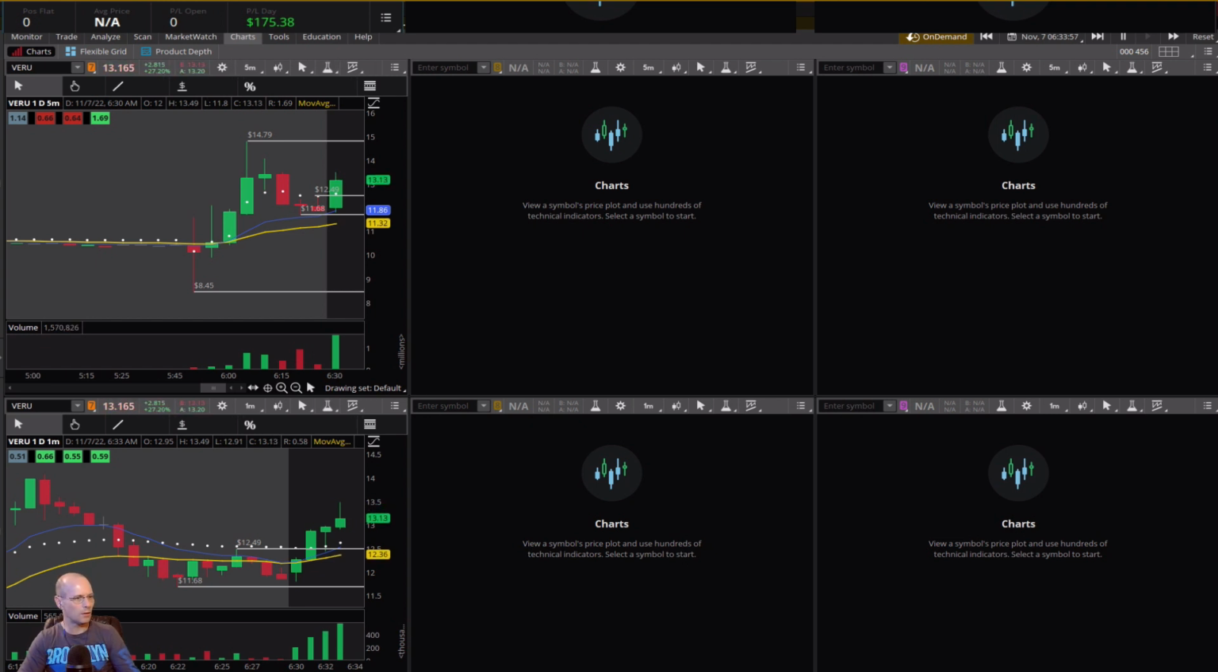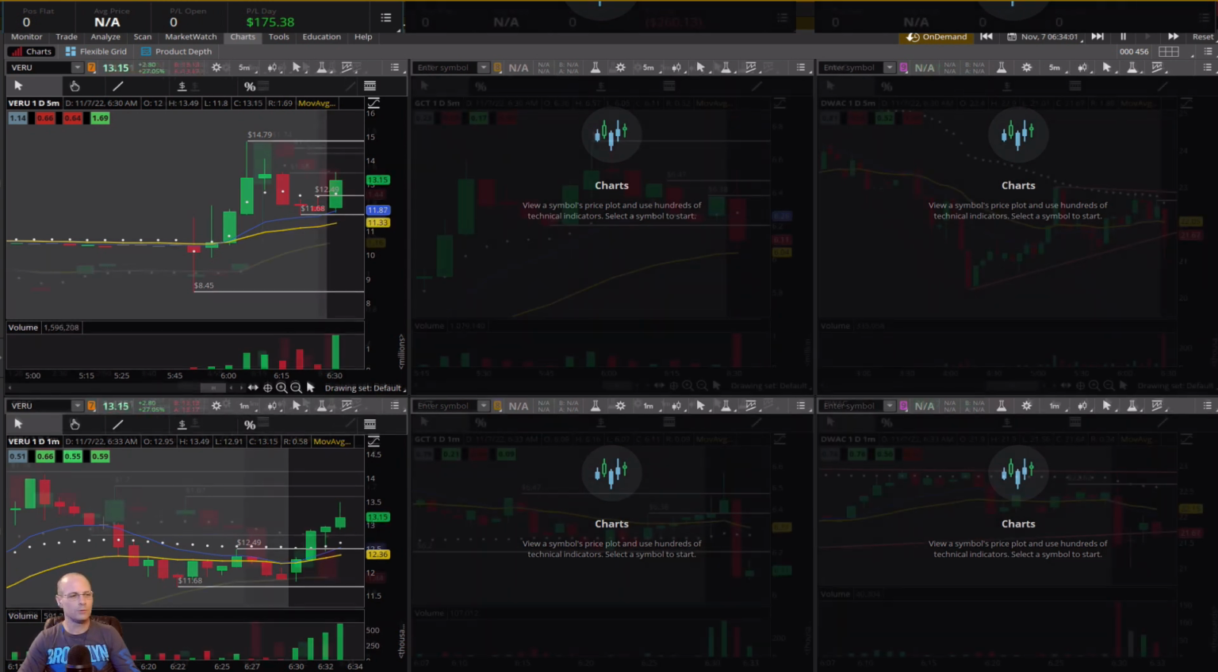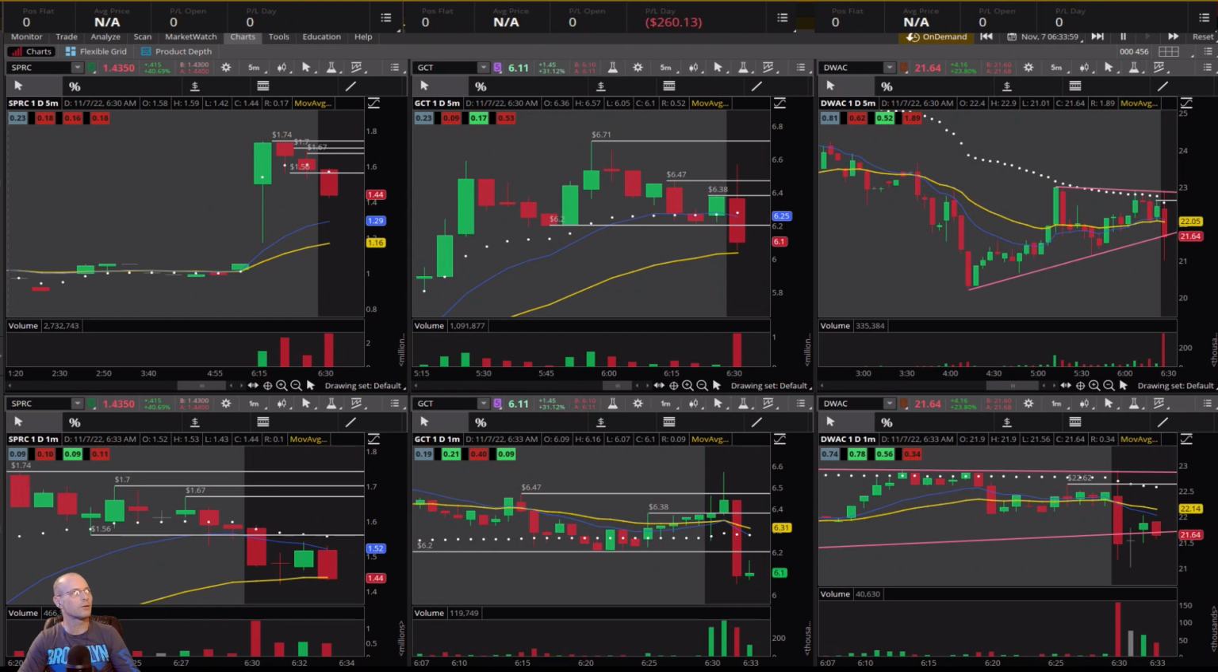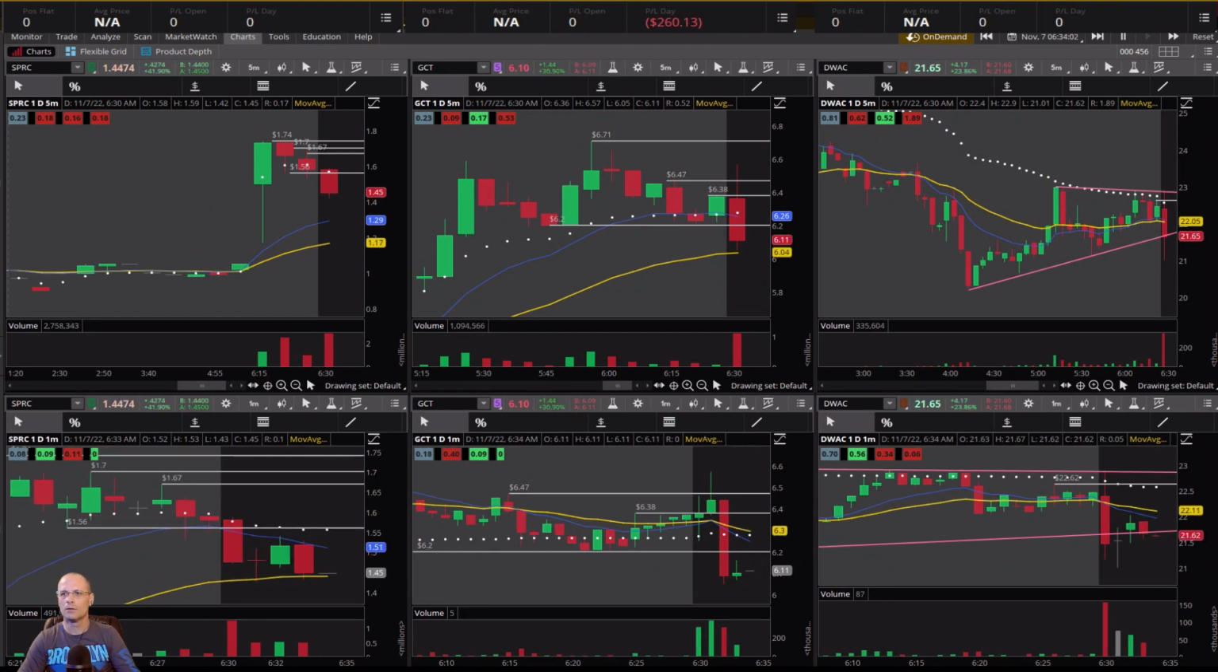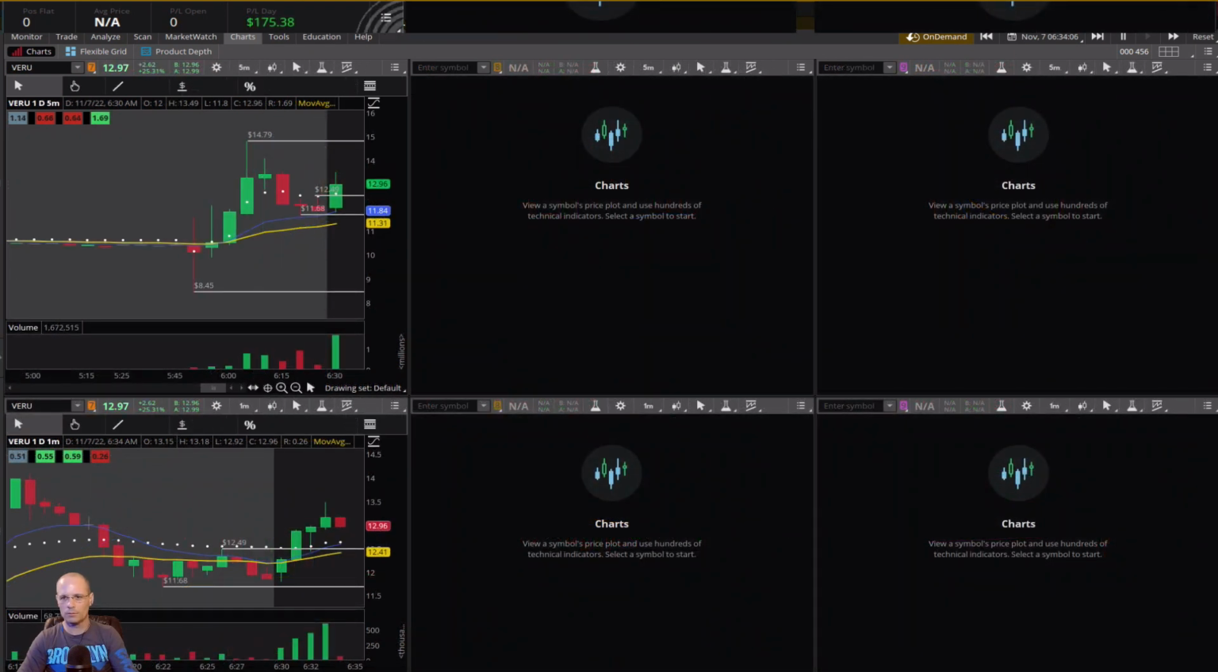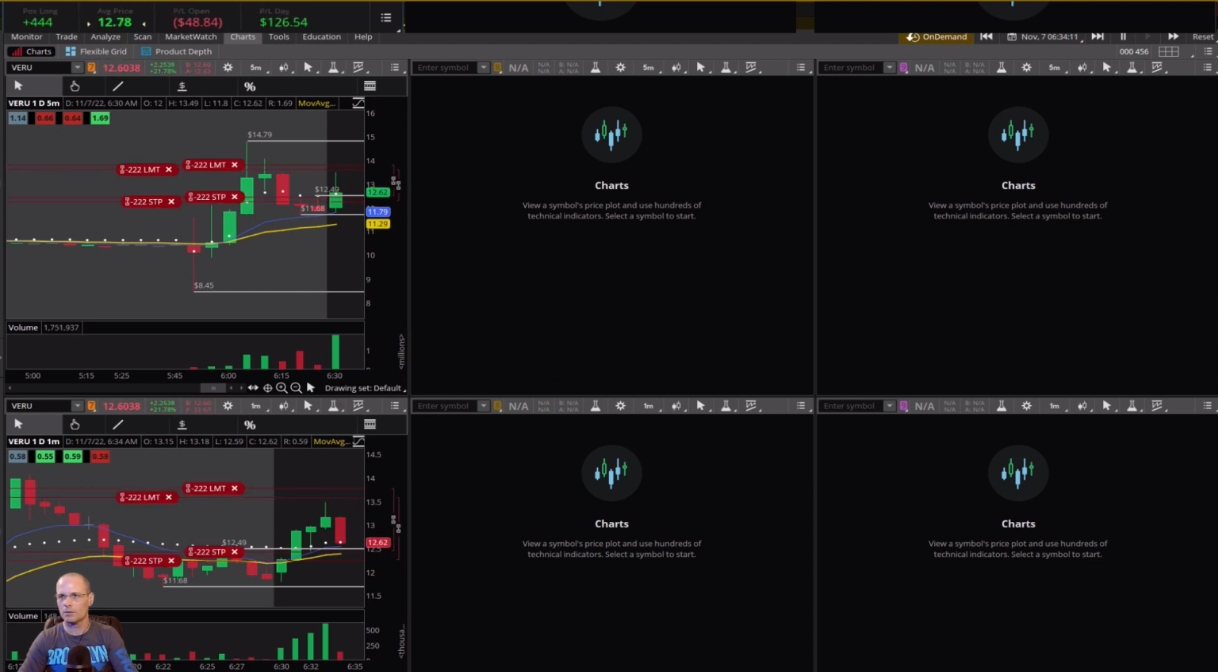So I'm green on VERU, but I'm down 260 over here on GCT. So looking for an entry down here on VERU. I'm jumping in here at the VWAP. Was it going to drop more than I wanted? That was a pretty good drop there. I'm going to sell half of that to cover my arse.